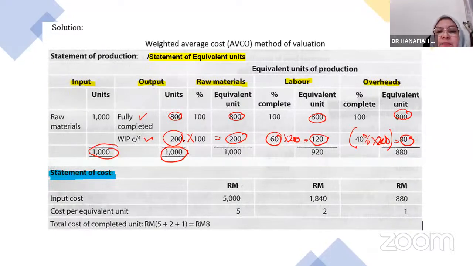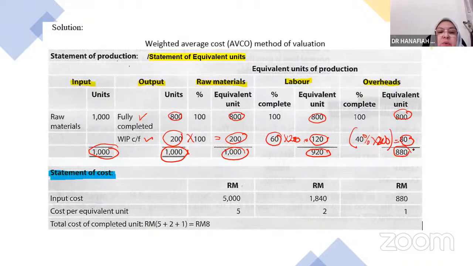Raw material, you have 1000. Labor, 800 plus 120, now is 920. And overhead, 800 plus 800 plus 80, it's 880. Okay, that is the total cost involved in the production. And that is the number of equivalent units that we have in process 1.